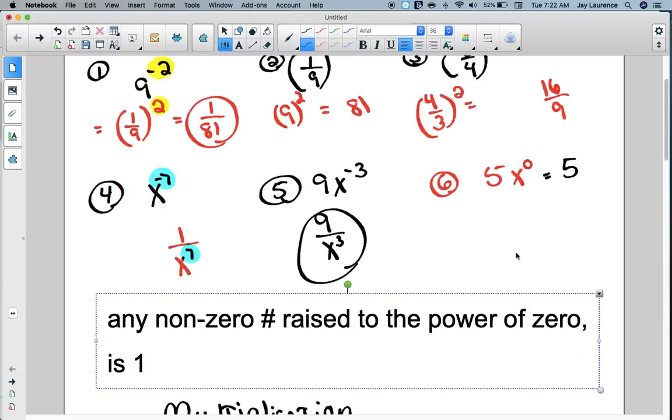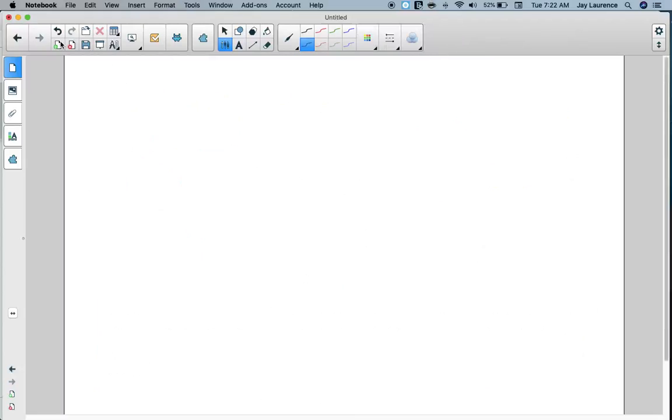You know, that leads to an interesting question. Do you remember doing a problem like this? I would show this to you. Let's see here. Negative 5 squared. Did that equal 25? Is that a true statement?